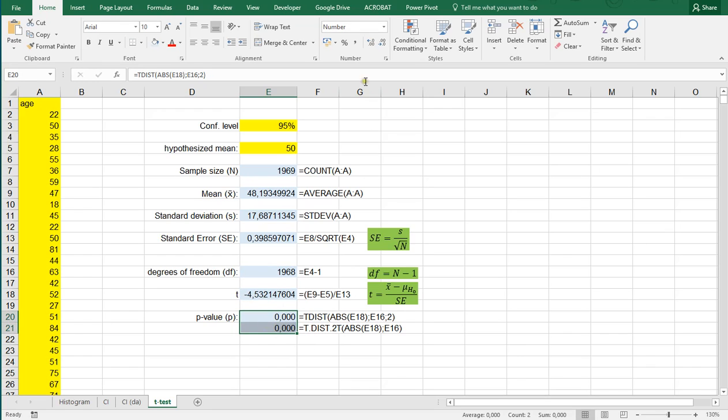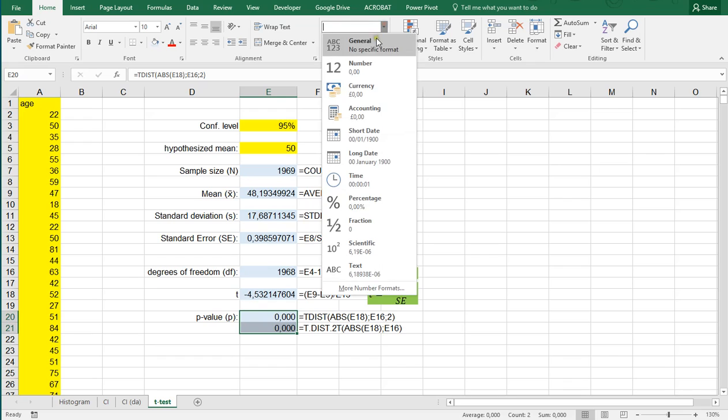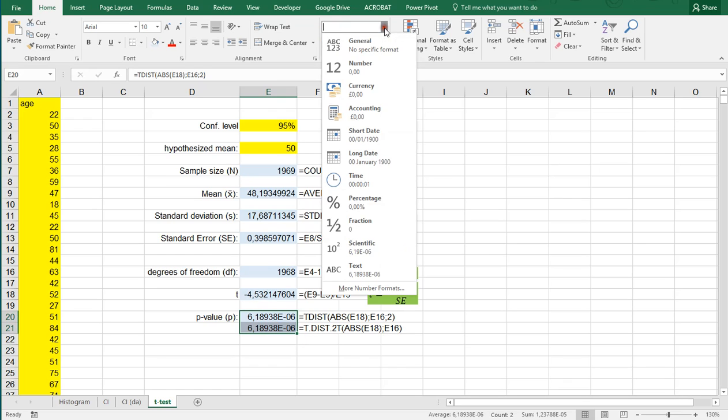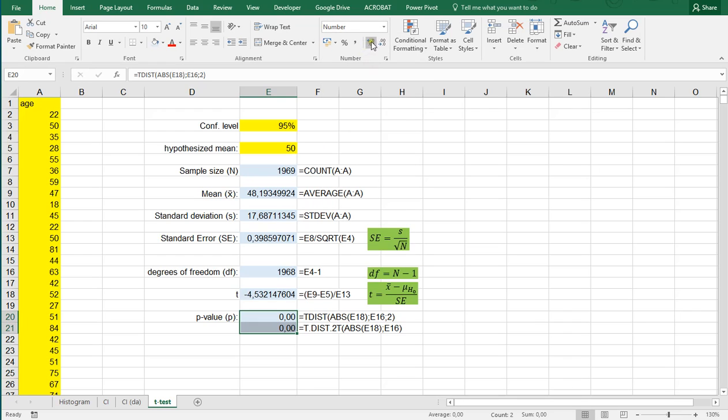I already had these put to number format, so if it's generic it will give you the scientific notation, and back to number, and usually you want it at 3 decimals.